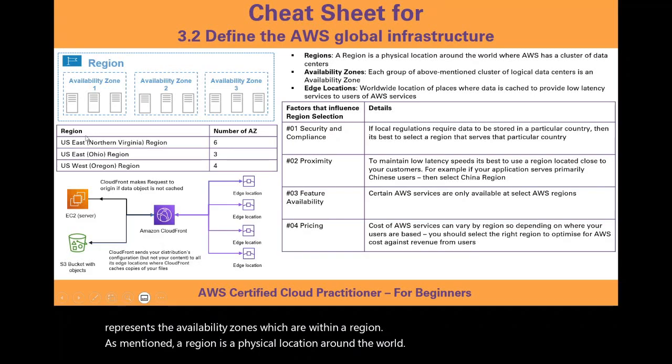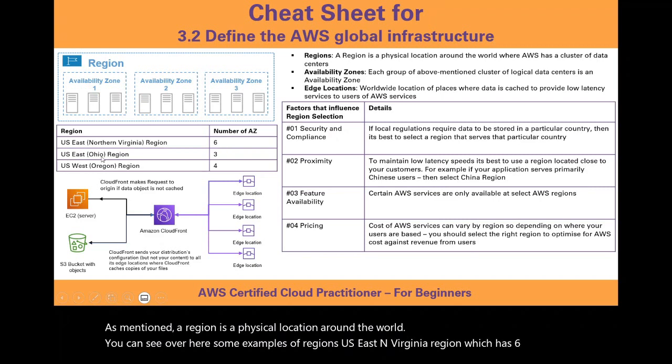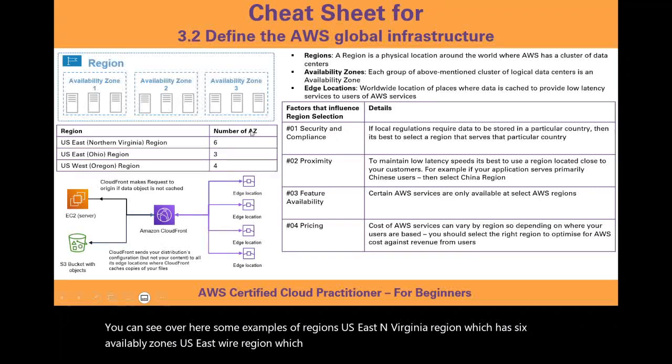You can see over here some examples of regions. US East North Virginia region, which has 6 availability zones. US East Ohio region, which has 3 availability zones, also known as AZs. And US West Oregon region, which has 4.